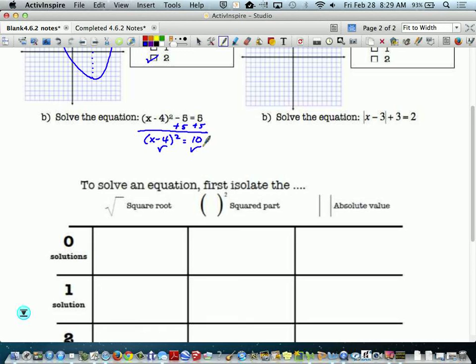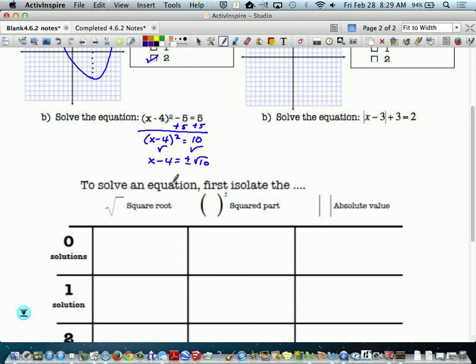Taking the square root on both sides, I get x minus 4 is equal to plus or minus the square root of 10. Is the square root of 10 a nice number? No. Just leave it as a square root. If you want to go to the decimal, that would be okay. Some students just really like it, but I think leaving the square root of 10 is easy.